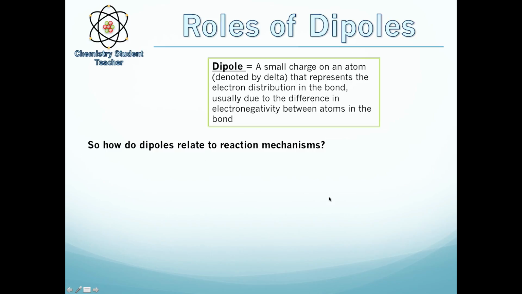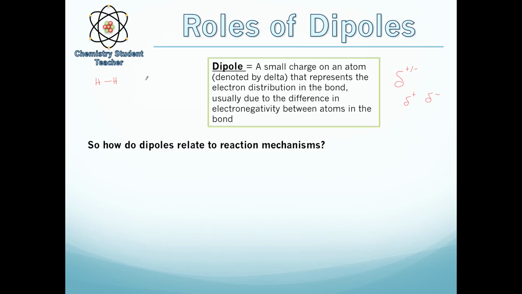If we go on to dipoles, you may have heard of dipoles before, but just in case you haven't, I'll just quickly define them. A dipole is a small charge on an atom, denoted by the symbol delta, that represents the electron distribution in the bond, usually due to the difference in electronegativity between atoms in the bond. So in case you don't know, this is the symbol of a lowercase delta, and the charge will be placed here, so if it's positive it'd be delta positive, if it's a slight negative charge it'd be delta negative. So if we look at, say, a dihydrogen molecule, it looks like this.